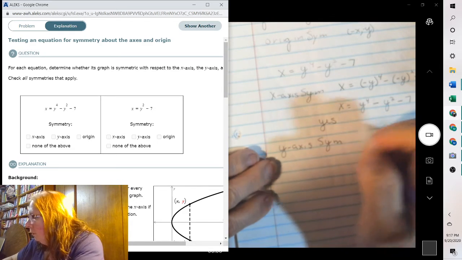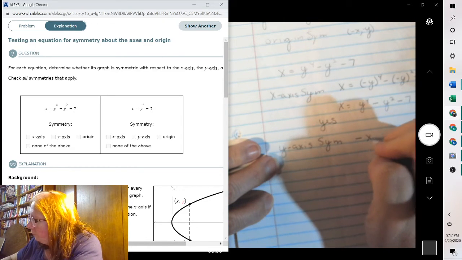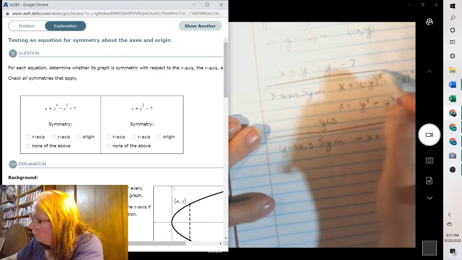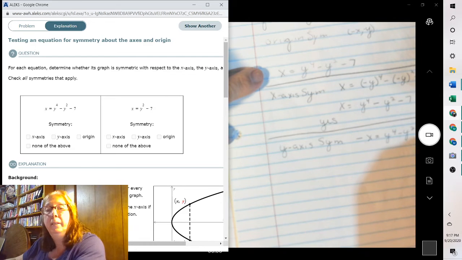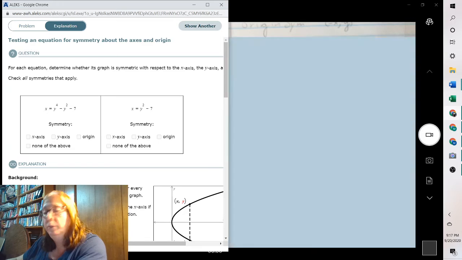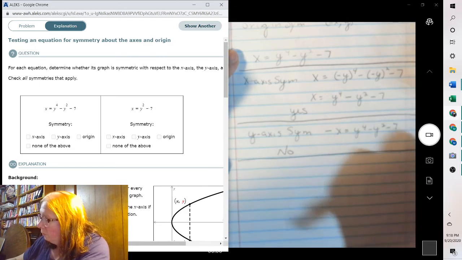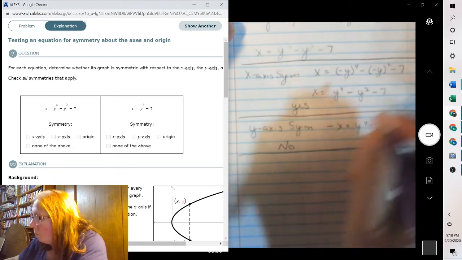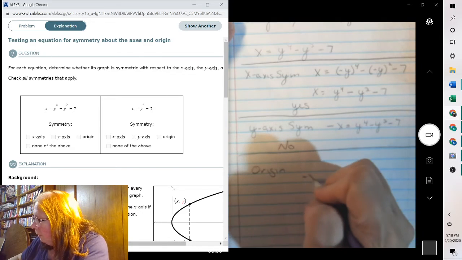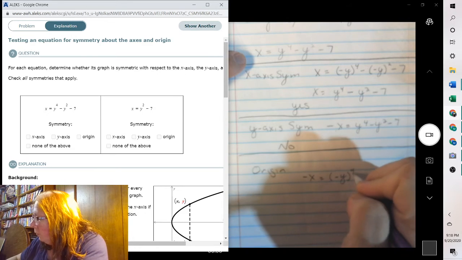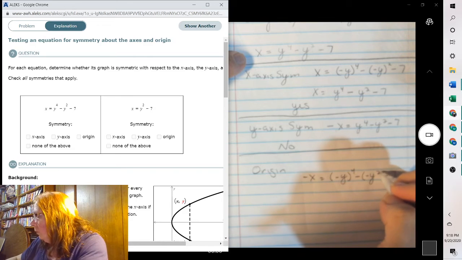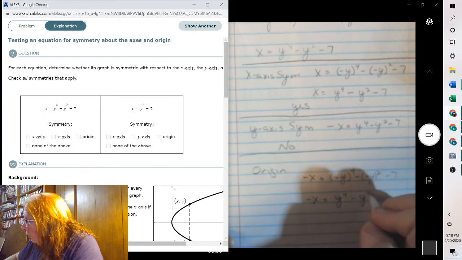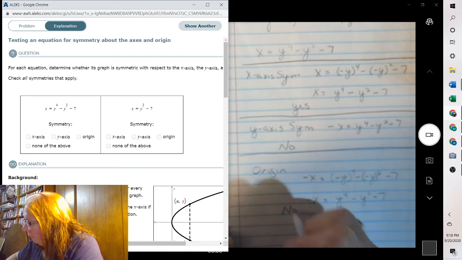So it has x-axis symmetry. To check y-axis, you plug in the negative and the x. So if we put a negative here, we are not getting the same thing. So this would be no. And the last one, we plug it into both. Negative x equals negative y to the fourth minus negative y squared minus 7. Well, we already said that that makes these two positive, but this one stays negative. So we'd have y to the fourth minus y squared minus 7, which because of this negative, it does not have origin.